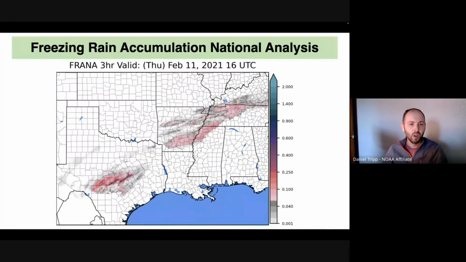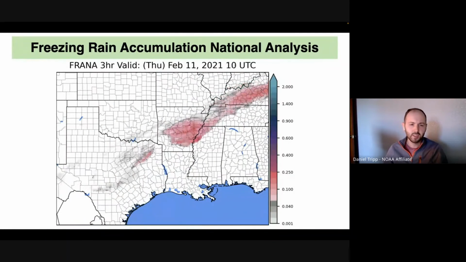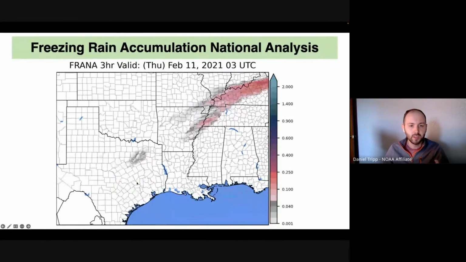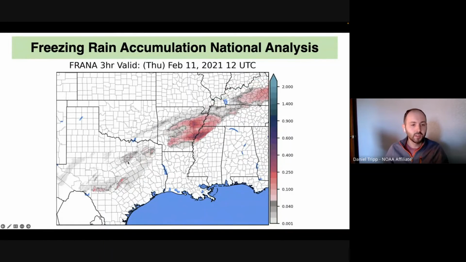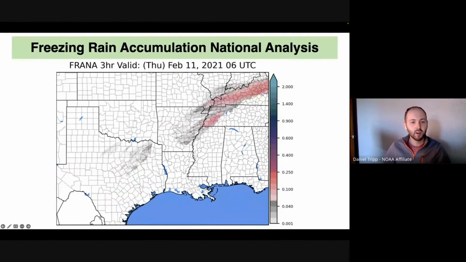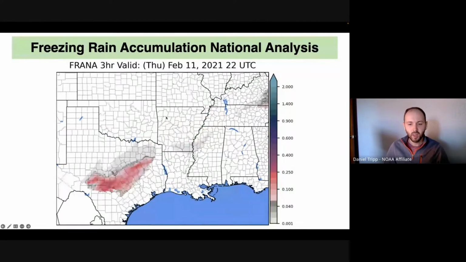Just a quick view of what the grids can look like. This is an example from February 2021, the cold air outbreak down in Texas. This doesn't encompass the whole event. This is just a small snapshot of a piece of the event. But this is a 3-hour rolling accumulation. So you can kind of see here how the ice is being declared across the grid.